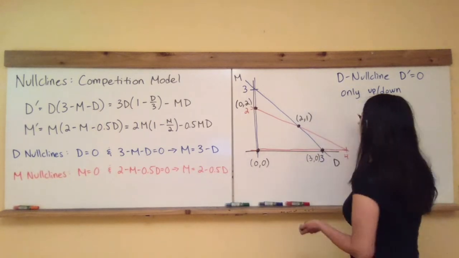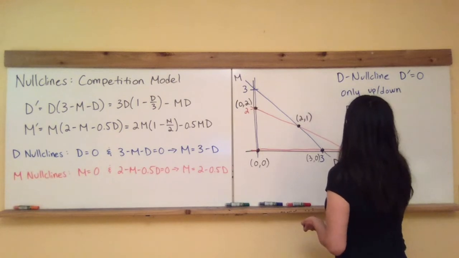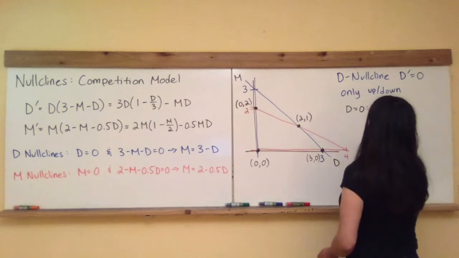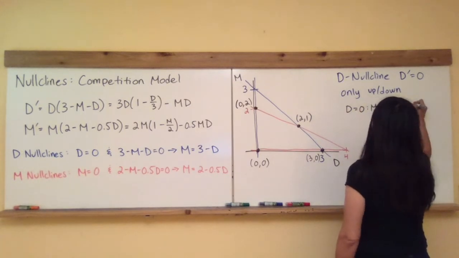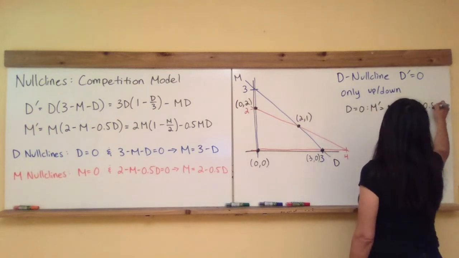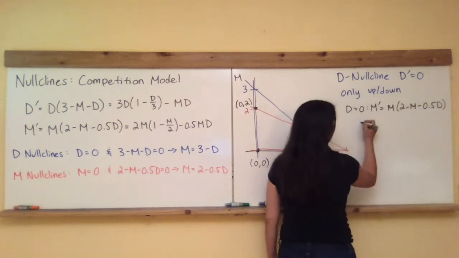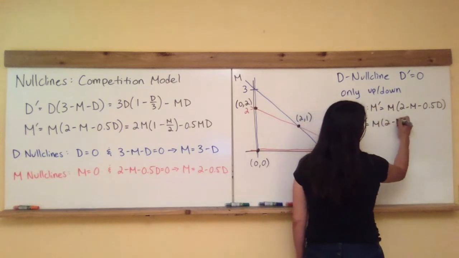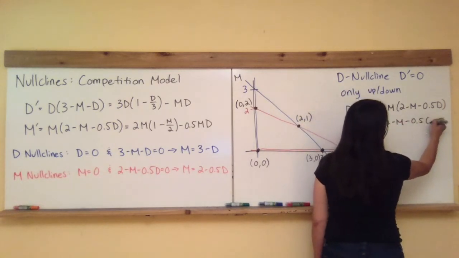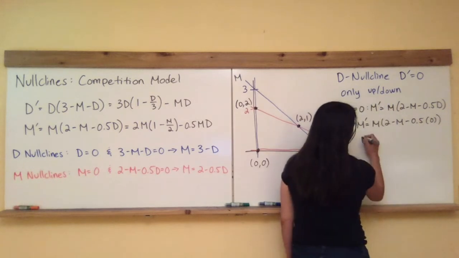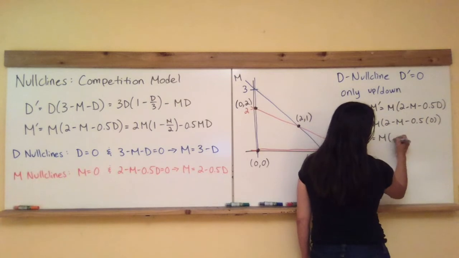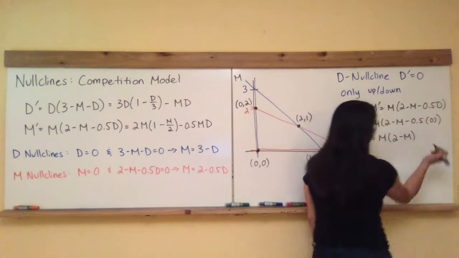We'll start with the easier one, where the first D nullcline is D equal to 0, and we're going to plug that assumption into the M prime equation. And M prime is equal to M times 2 minus M minus 0.5D. Okay, and then plugging in the assumption that D is equal to 0 gives me M times 2 minus M minus 0.5 times 0. And so M prime on that D nullcline is equal to M times 2 minus M.